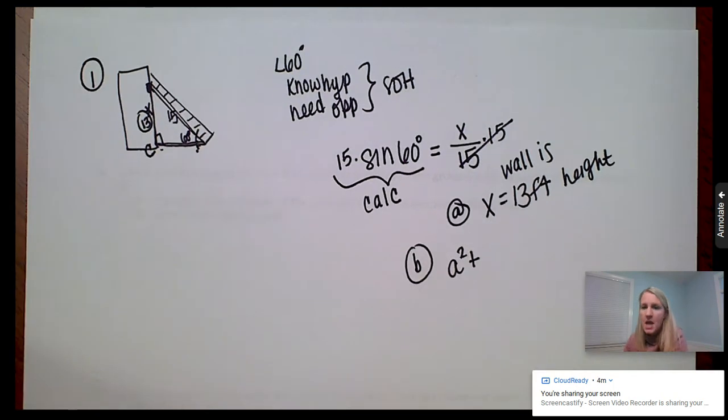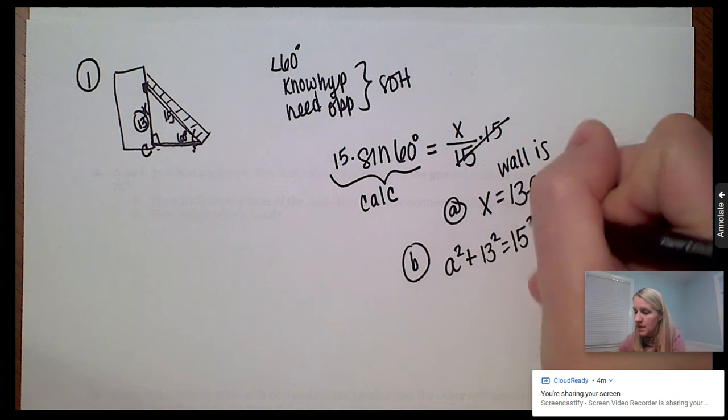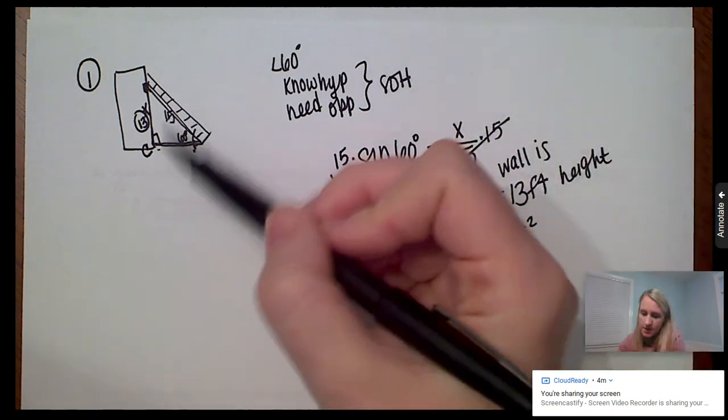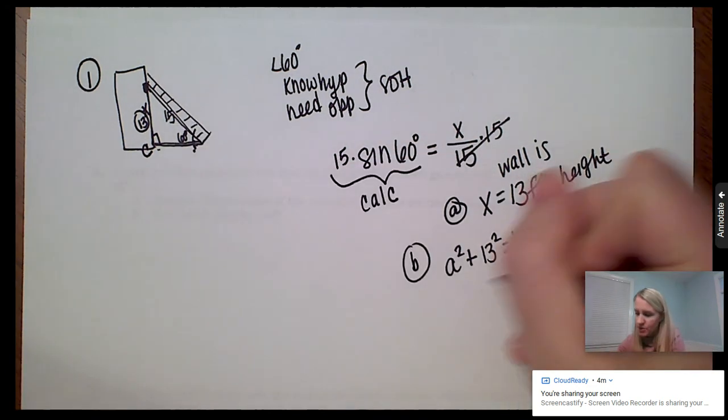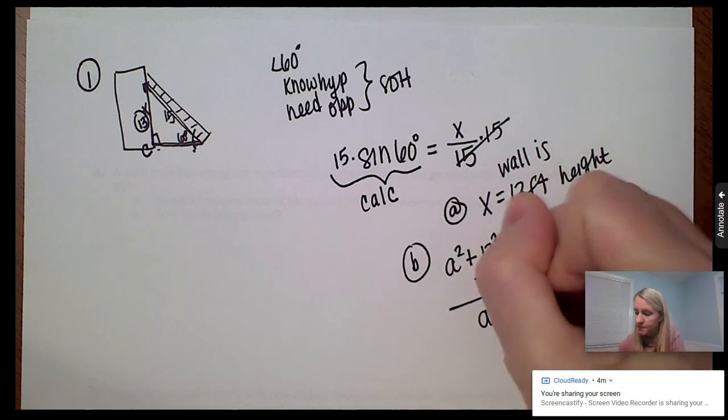B, sorry, awkwardly written there. A squared plus 13 squared equals 15 squared. Just make sure the C has to be 15. The A and the B don't really matter, so you can label it how you please. But then we just do a quick solve here.